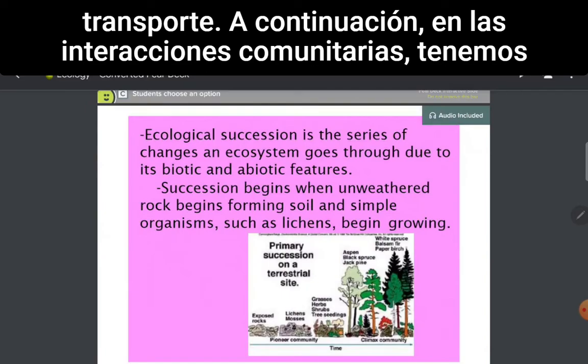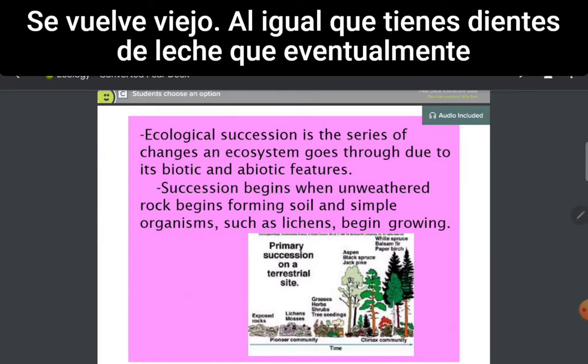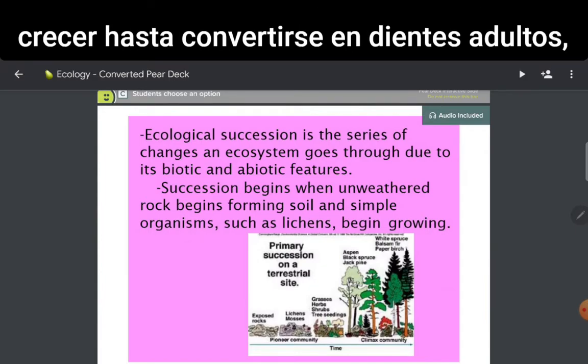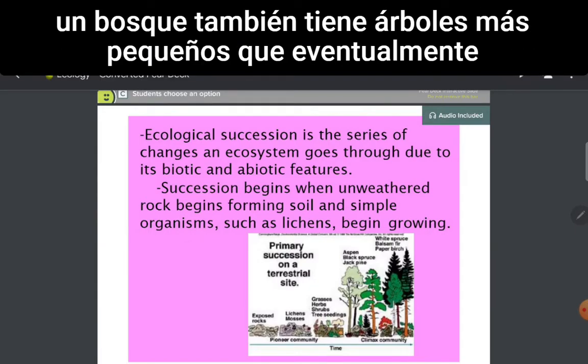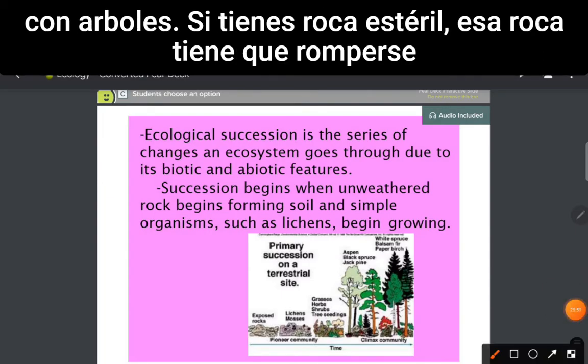Next, in community interactions, we have succession. So succession is just a process by which a forest gets older. And just like you have baby teeth that eventually grow into adult teeth, so too does a forest have smaller trees that eventually will fall out and give rise to larger trees. But it doesn't start with trees.